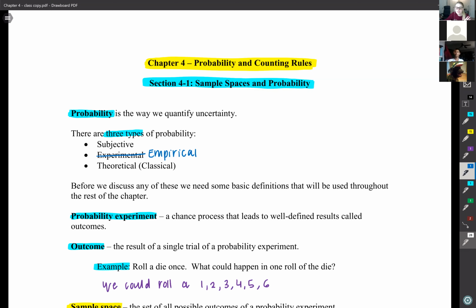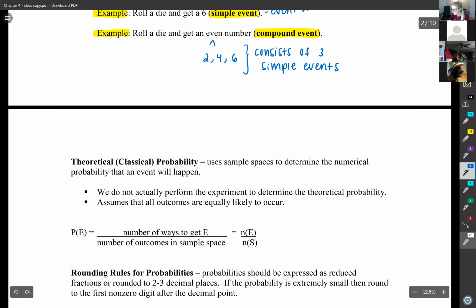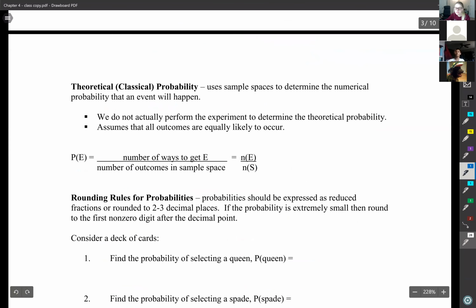Okay. So anyways, first though, we're going to talk about theoretical or classical probability. And this is defined as probability that uses sample spaces to determine the numerical probability that an event will happen.